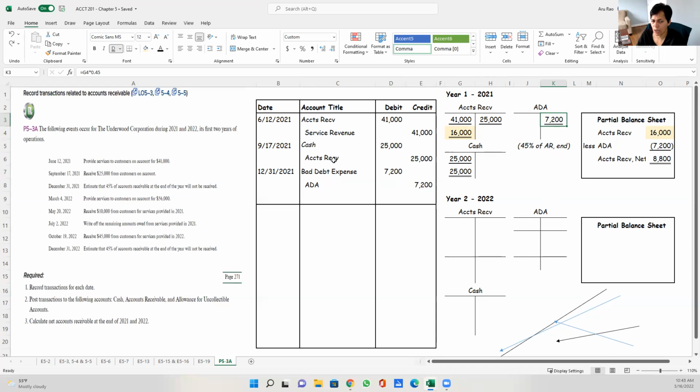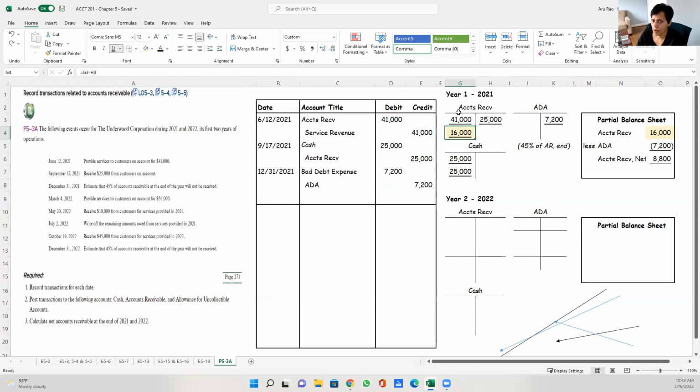I had two transactions with the outside party, my customer. I made a sale for 41,000. They paid me 25 off the 16,000 balance. I am saying at the end of the year, I think I will not collect 45%. I need to do an adjusting entry to reflect that.